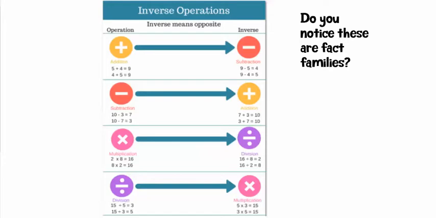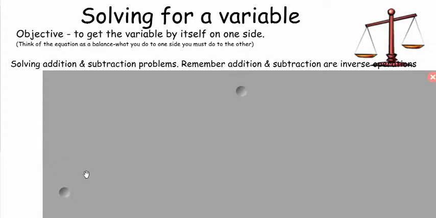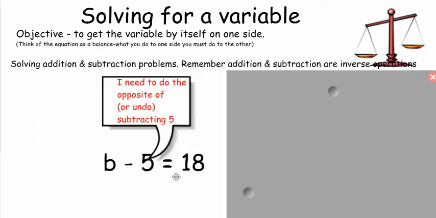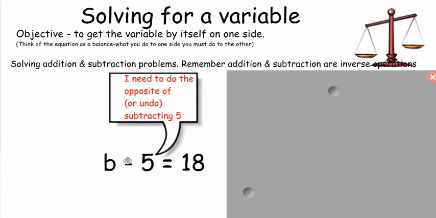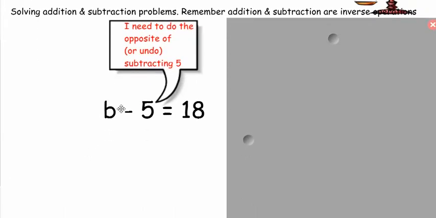All right, so let's go ahead and do some practice. Let's get out a notes page and write this down. You're going to write solving for a variable. Let's start off with addition and subtraction. If you look at this problem right here, it says b minus 5 equals 18. So I want to isolate the variable by itself.